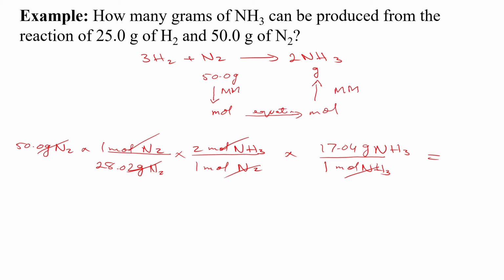So you are going to multiply everything that is at the top and then divide by the denominator. And remember, when you have many numbers to multiply and divide, use parentheses to separate the multiplications and divisions. So I have 60.8137. If I round it to 3 sig figs, which is the lowest number that I have, my answer is going to be 60.8 grams of ammonia.